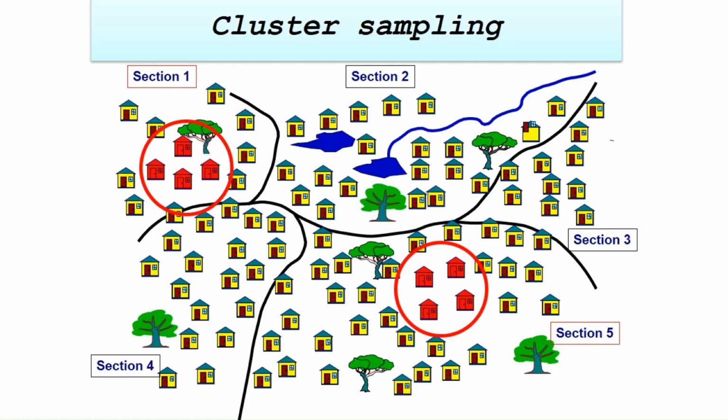Here we have 5 clusters, or 5 sections of a geographical area. Randomly we select 2 clusters, section 1 and section 5, and then we select our households, 4 households from each cluster.